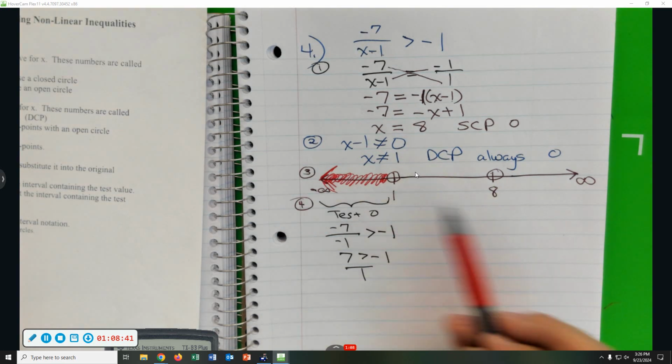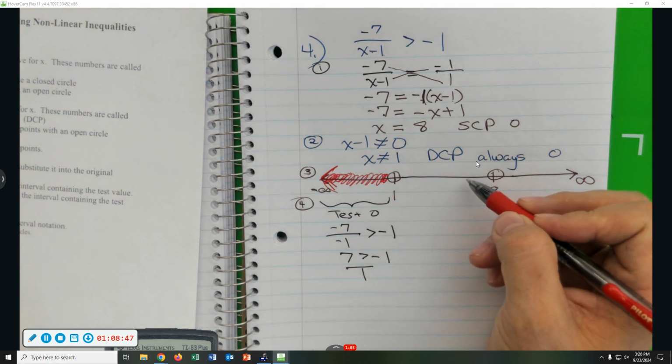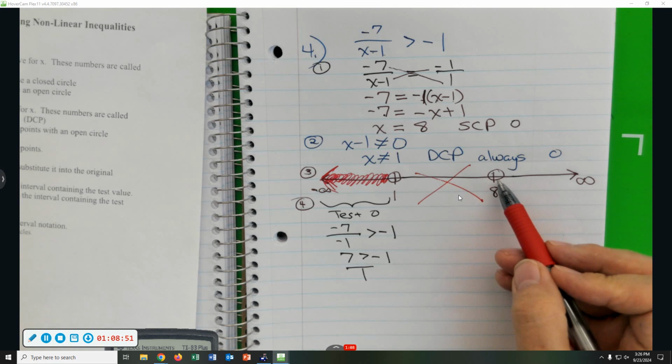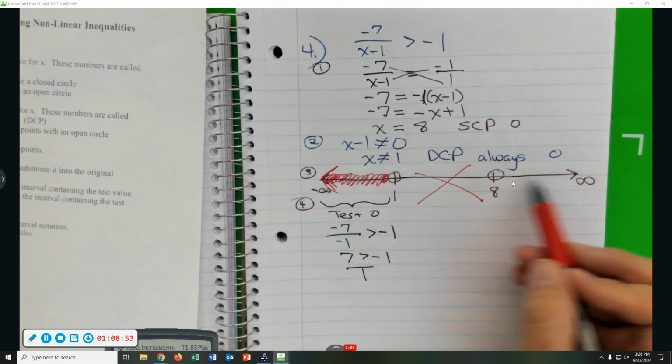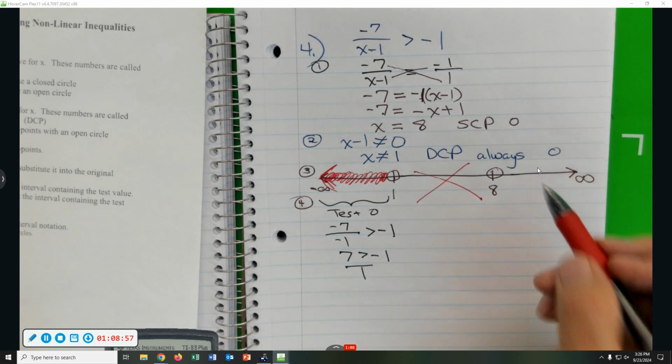What about between 1 and 8? Suppose I plugged in 2 or 2.5. True or false? False. It alternates. Suppose we chose something like 9 or 10 or 10 million over here. True or false? True.